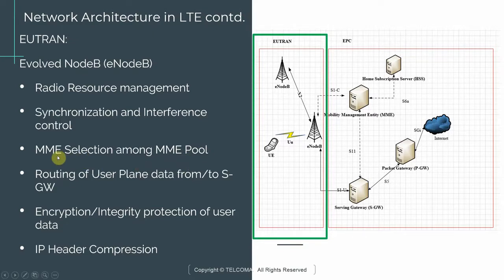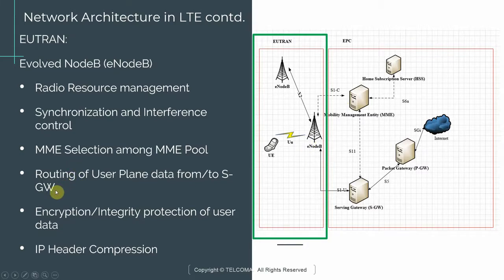Now, one other function of the EUTRAN is MME selection among a MME pool. If you look at the EPC here there is a network element called Mobility Management Entity. Here I'm only showing one MME, but within a big network, you can have multiple MMEs, and it's the function of the EUTRAN to select a given MME out of all the MMEs, and it does that using some logic that is pre-built into the eNode B and is defined by 3GPP.